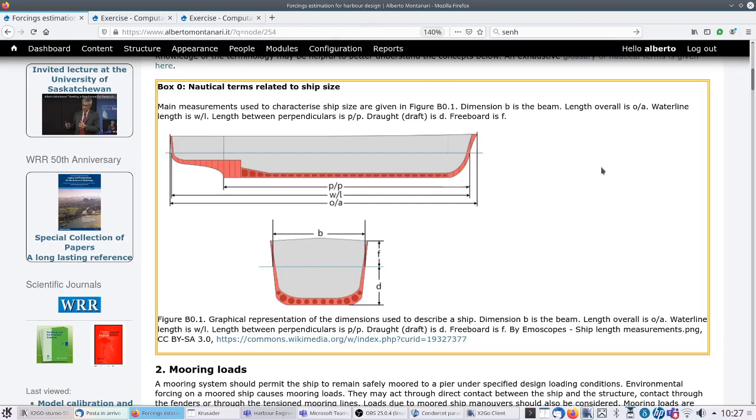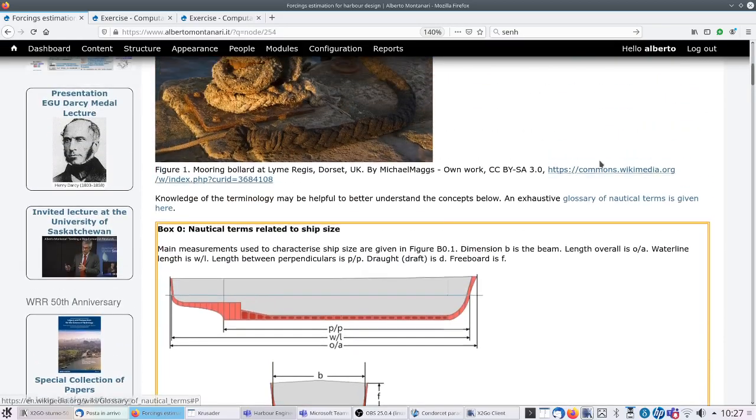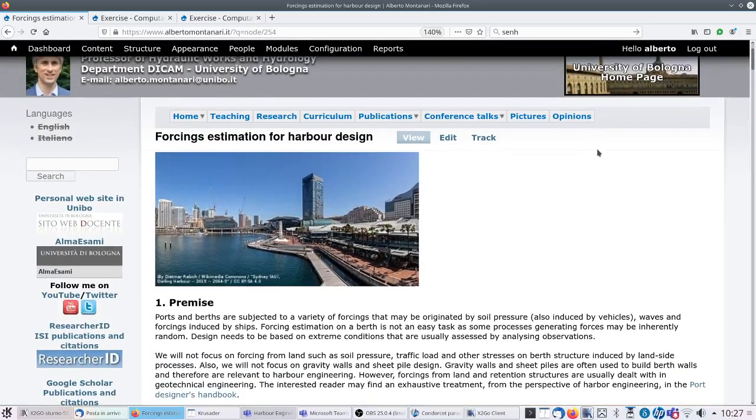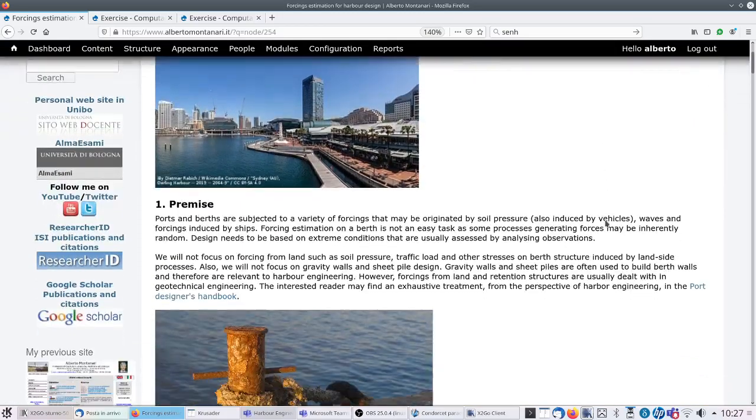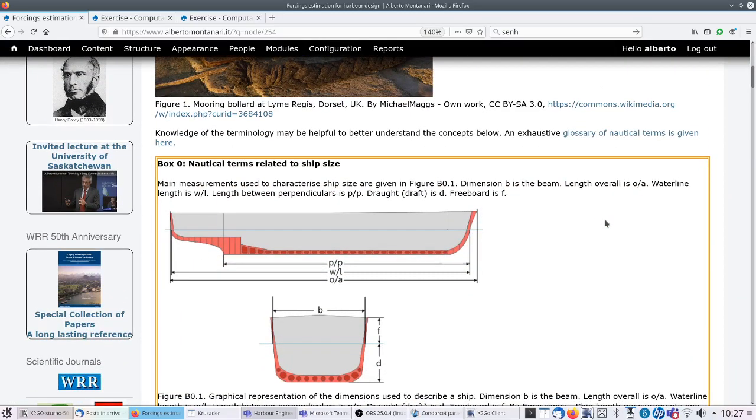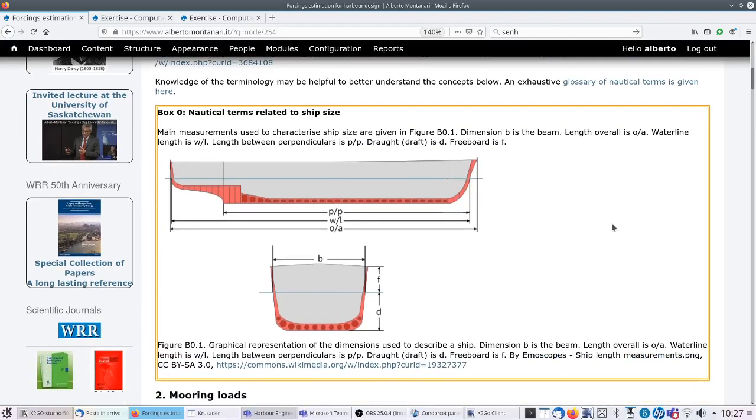Now I go back to the previous page, but if you open this, it's the lecture on forcing estimation for Harbour design. You find the definition of the waterline length. Probably you don't need to refresh these definitions, but in any case, here they are. Also, you can see in the figure below, the length D is the draft. It's the distance between the lower part of the hull and the waterline. Okay, let me go back now to our exercise page.